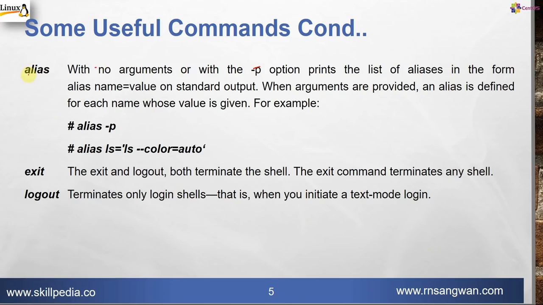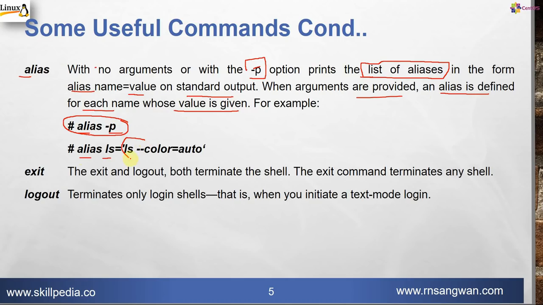Then alias. Alias is another name, or a dummy name or a nickname, or you can say any other name, as the dictionary meaning of alias. With no argument or with argument -p, it will display all the aliases which you have in your system in the form of alias name is equal to value on the standard output, that is the terminal. When arguments are provided, an alias is defined for each name whose value is given. For example, alias -p will display the value of all the aliases, and if you want to define alias ls, you can define it. Whenever you type ls, it will actually execute ls --color=auto.